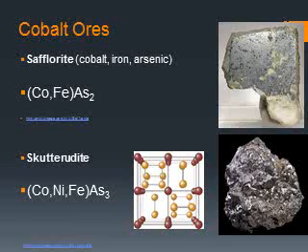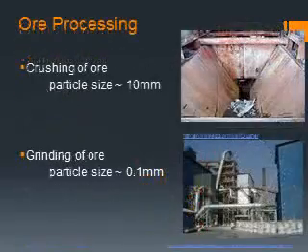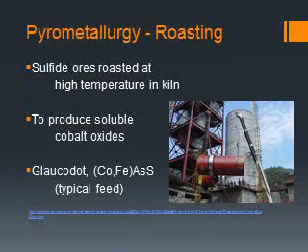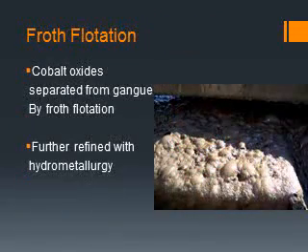Sclerotrudite is similar but also contains nickel. The ore is crushed to a size of 10 mm and then ground to a size of 0.1 mm. Pyrometallurgy. Cobalt sulfides are roasted at high temperature to produce soluble cobalt oxides. Froth flotation is used to separate cobalt oxides from waste products.